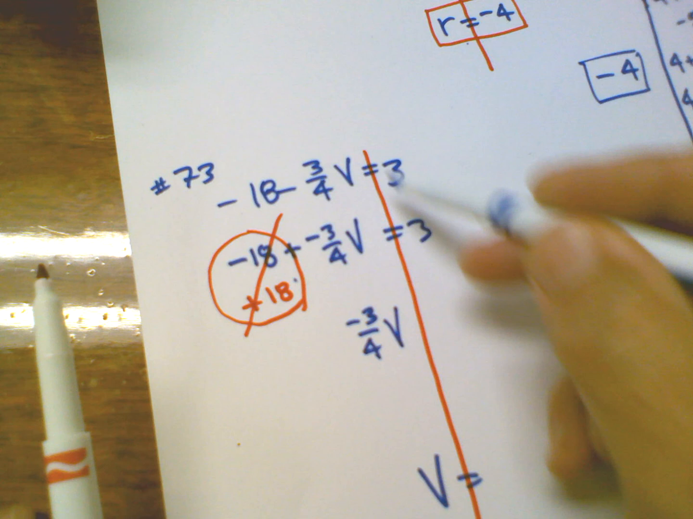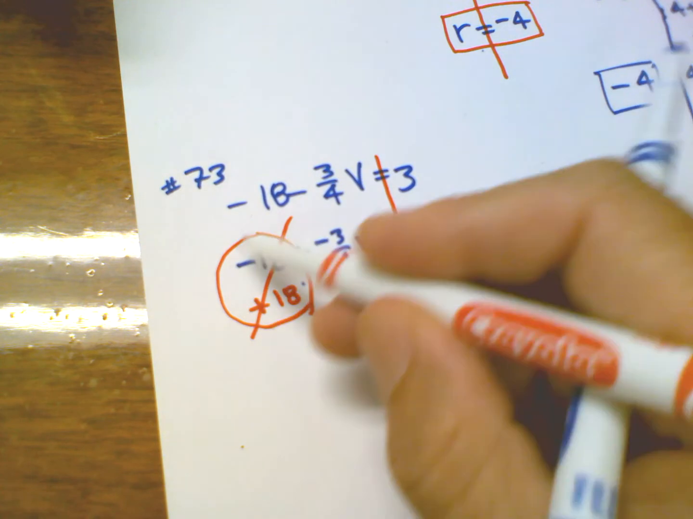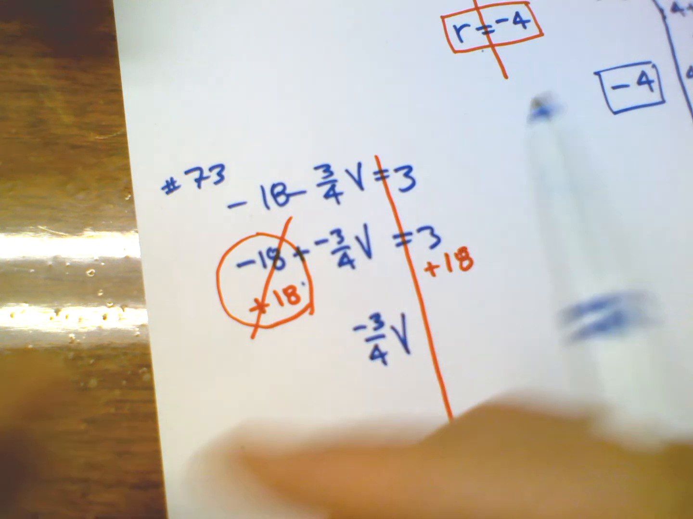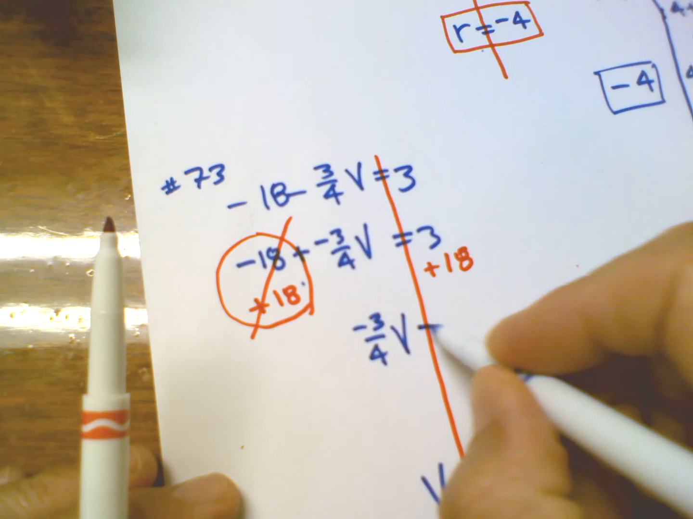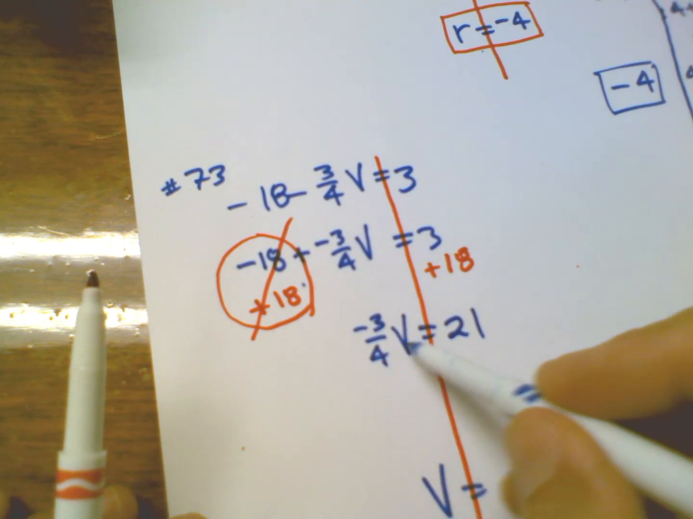But remember, it's a balance, right? This red line here says my equation has to be balanced. So what I did over here, I have to do over here. So I'm also going to add 18 to both sides here. And so 3 plus 18 is equal to 21. Now I have negative 3/4 v equals 21.